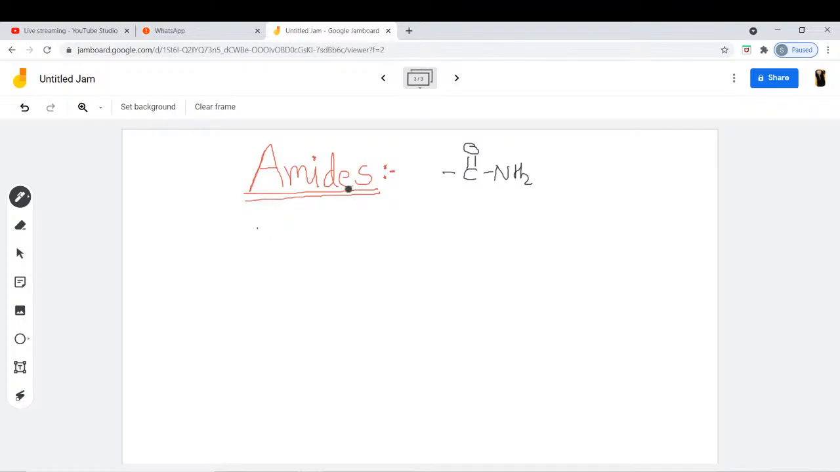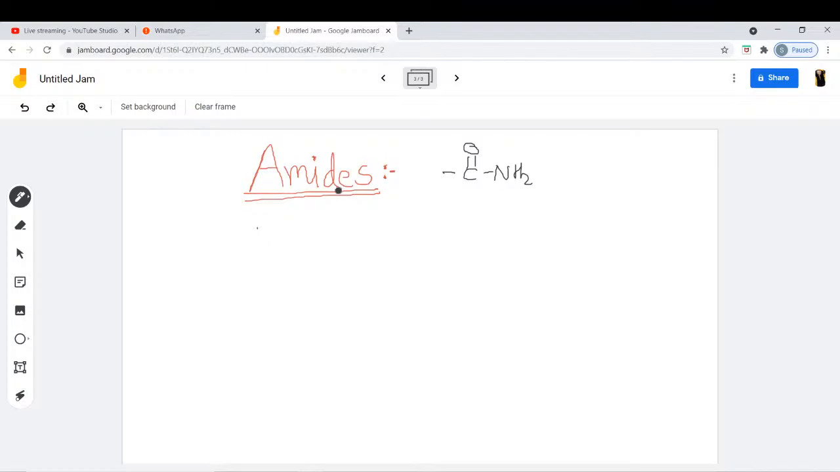And the amides are particularly neutral in nature. They are quite neutral. You know very well that amines are basic in nature, but amides are neutral in nature. Listen carefully: amines are basic, but in this case amides are neutral.